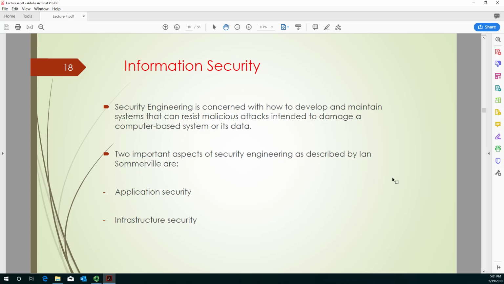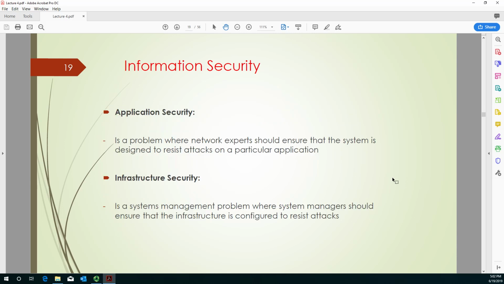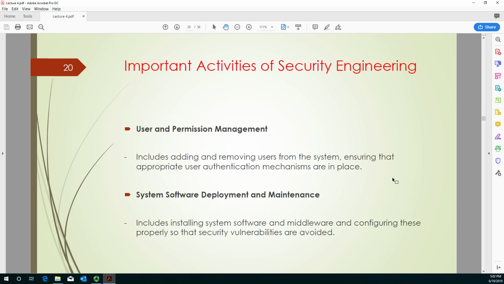So information security encompasses two things: application security and infrastructure security. So your application should have security features incorporated into it, and the infrastructure, the server and the hardware, should also have security features incorporated into it. So that's the difference between application security and infrastructure security.